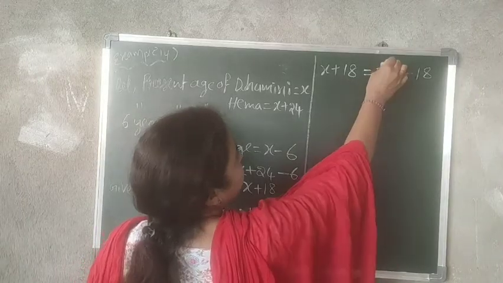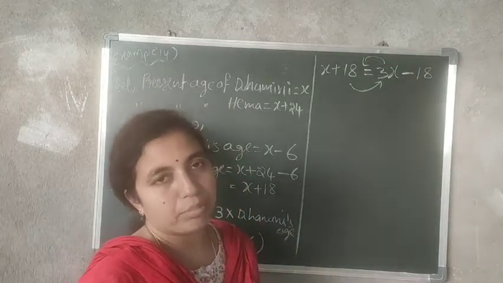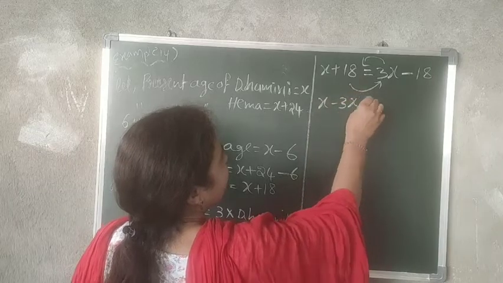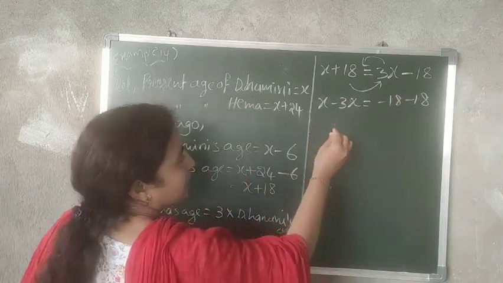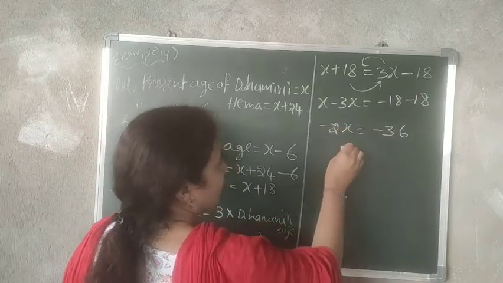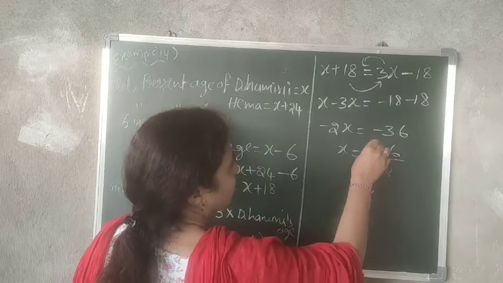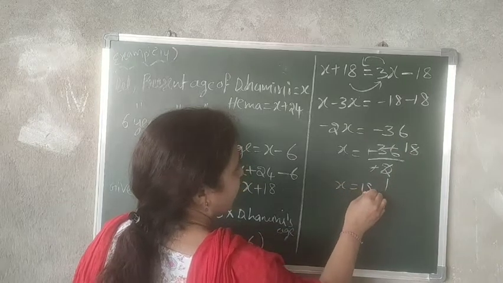Now, variables to one side and the numbers to the other side. So what will you get? x minus 3x is equal to minus 18 minus 18. Now x minus 3x is minus 2x, and that is minus 36. So x is equal to minus 36 by minus 2, which is 18. So x is equal to 18.